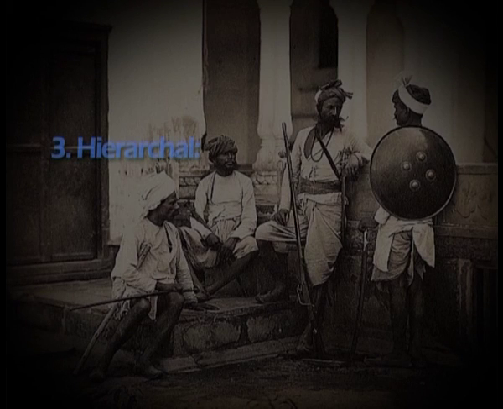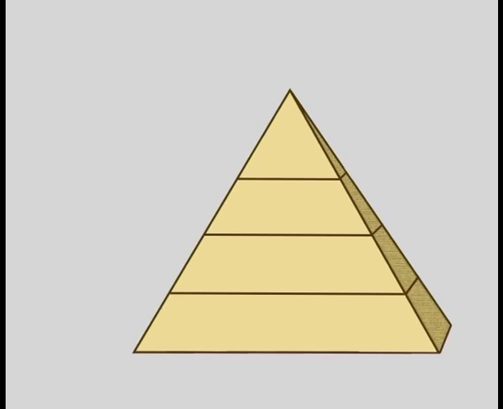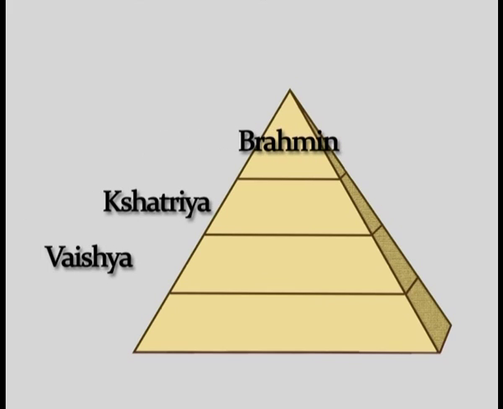Number 3. Hierarchical. Caste system has a system of superiority and subordination. According to Hindu caste hierarchy, Brahman occupies the highest, followed by Kshatriya, Vaishya and Shudra.